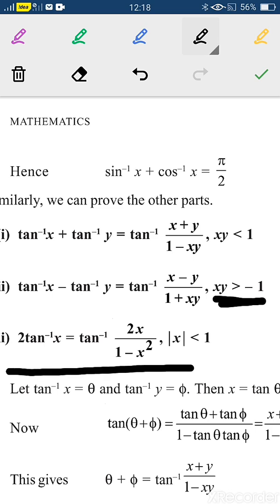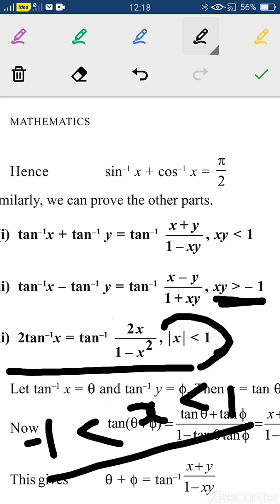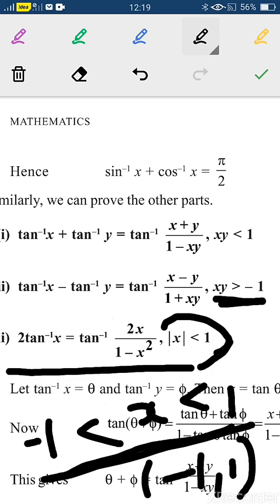Now what is this? 2 tan inverse x is equals to tan inverse 2x upon 1 minus x square, modulus of x is less than 1. So what does this mean? x is less than 1 and greater than minus 1. The value of x lies between minus 1 to 1, open interval, right? So any of these can come. So these formulas are very important. 2 tan inverse x is equals to tan inverse 2x upon 1 minus x square.